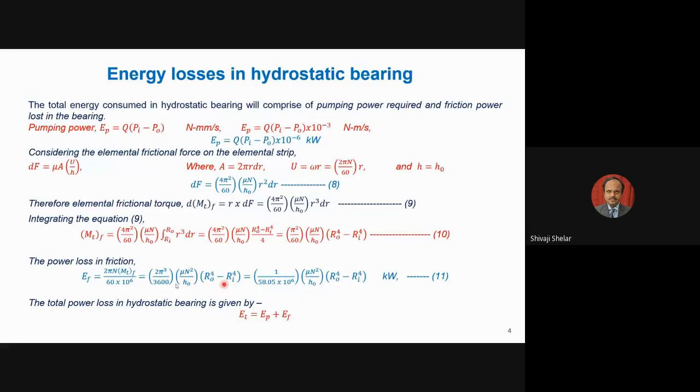Therefore, the total power loss in this hydrostatic bearing will be equal to the pumping power requirement plus the frictional power loss. So ET, that is the total power required for the hydrostatic bearing, will be equal to EP plus EF. From that you can determine how much energy is required for supporting this load W. To support the load W, we require ET, that is equal to EP plus EF.